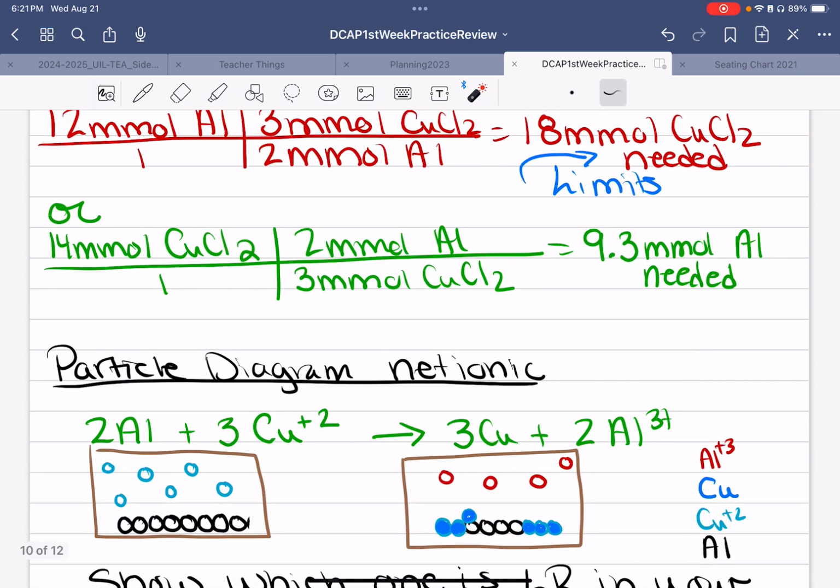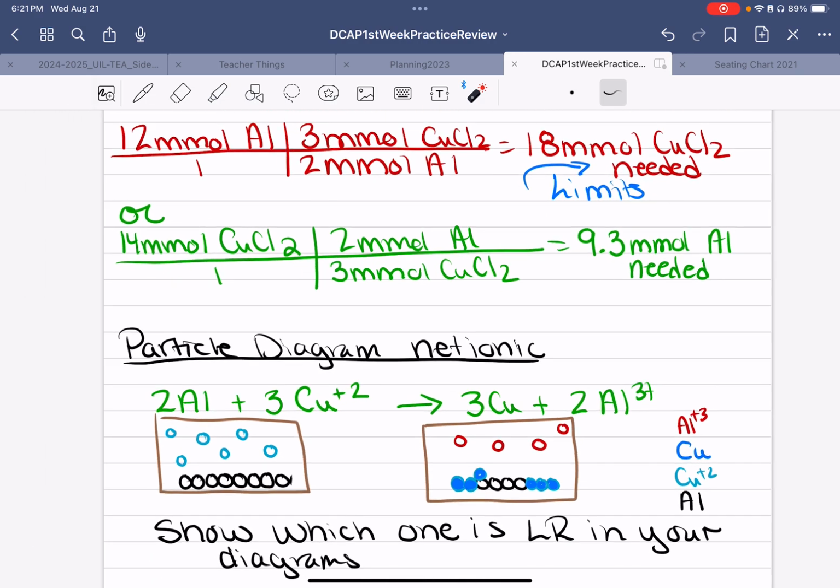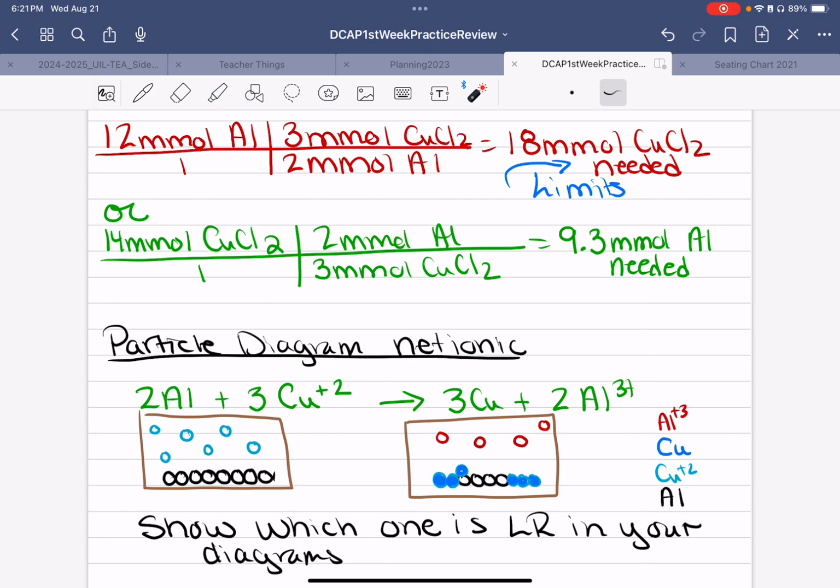The reason you need to know this is because you're going to be asked to draw a particle diagram. The main thing on the particle net ionic diagram we're looking for is if copper chloride is limiting, then when you get done with the reaction on the end, I should have plenty of aluminum and not enough of the copper chloride. So I ran out on this one, and that's why I drew my ratio like I did. Okay.